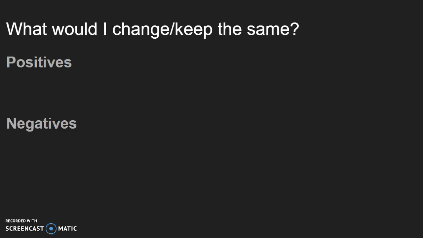What would I change, keep the same? So, what would I keep the same? In future projects, I would use Dartfish again because it was a reliable form of coding, which helped me to get all of the data I needed to compare and analyse the results.